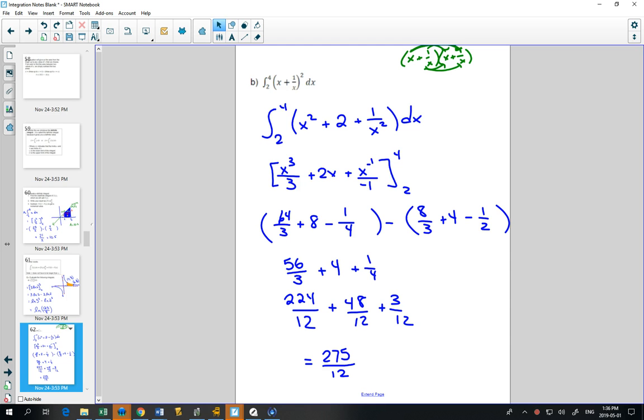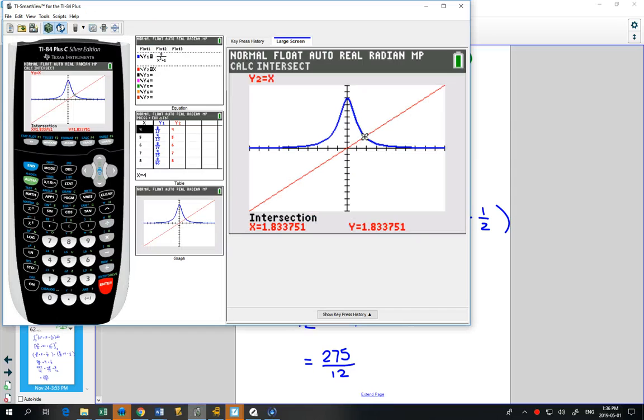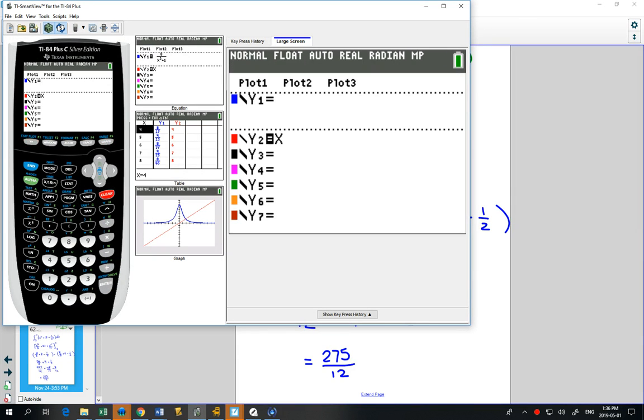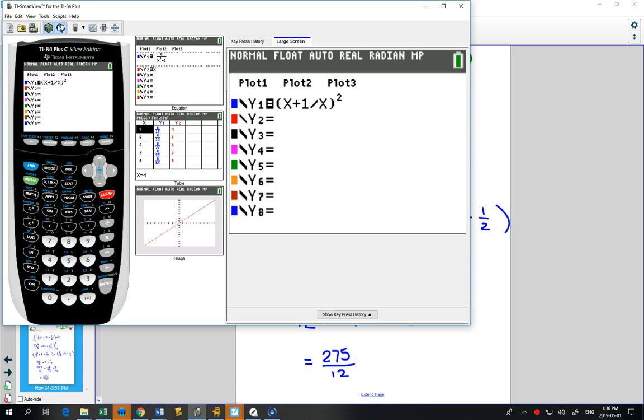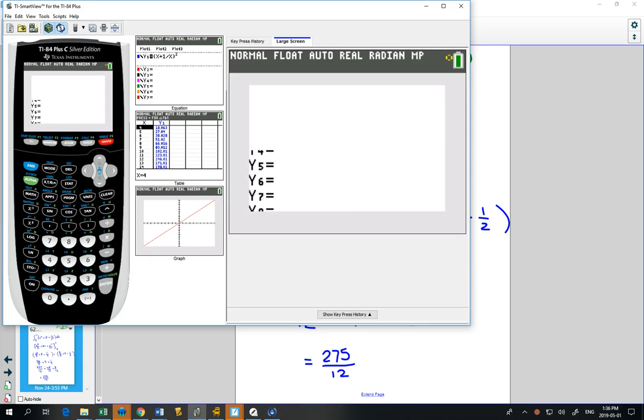Nice. Let me show you some tricks on your calculator that you can use to check. So, whoops, go here, clear out my graph. I'm going to write the equation that we had. So the equation that we had was bracket x plus 1 divided by x, all squared. Okay? So when I graph that, I can see what that graph looked like.